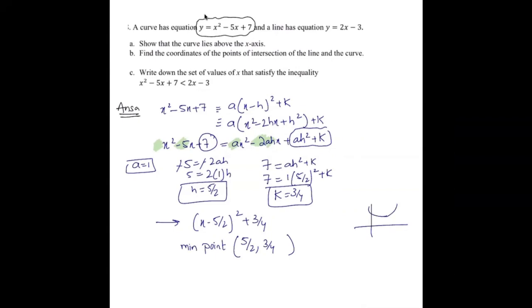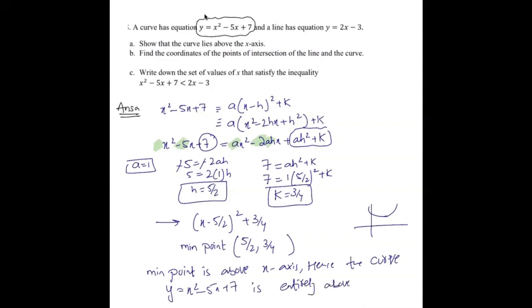So if the minimum point is above the x-axis, hence the curve y equals x squared minus 5x plus 7 is entirely above the x-axis, right? Yes.